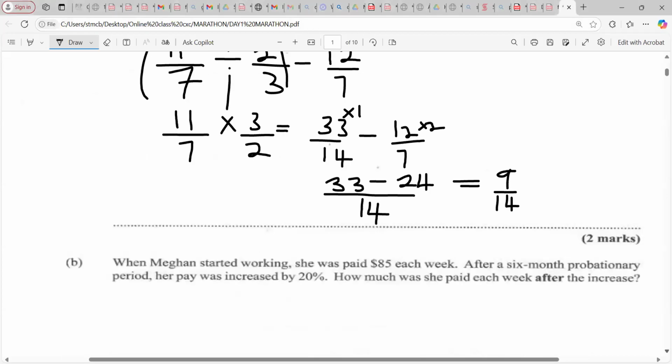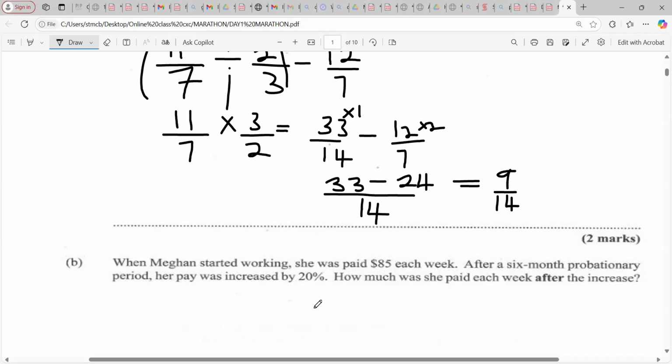Alright, cool. It says when Megan started working, she was paid $85 each week. After a 6-month probationary period, her pay was increased by 20%. How much was she paid after the increase? There are two ways we can do it.